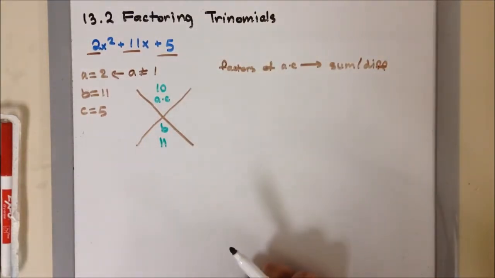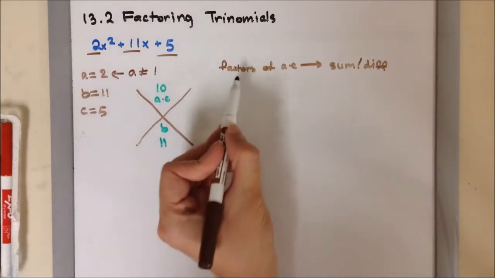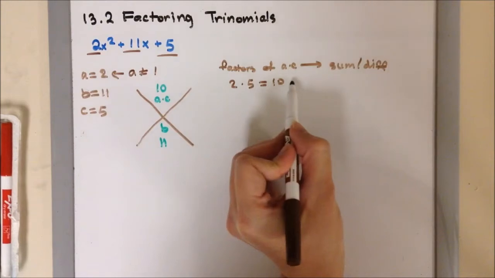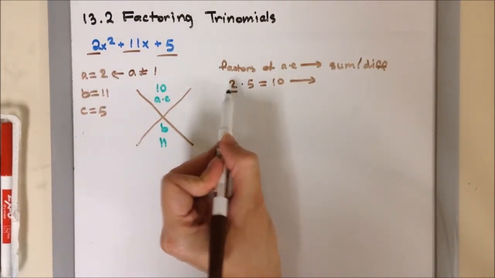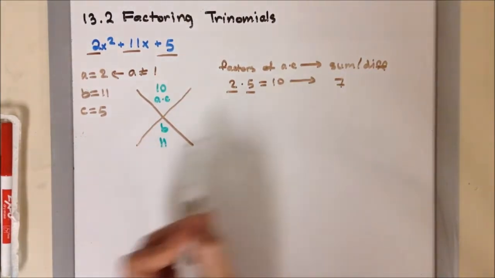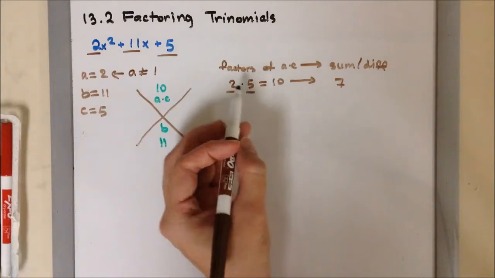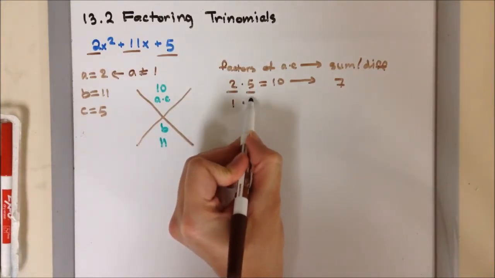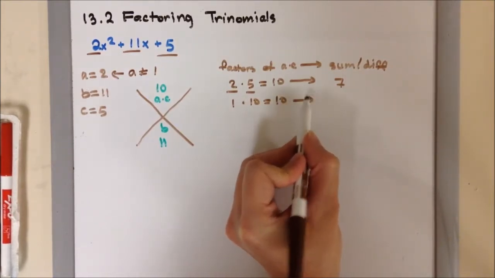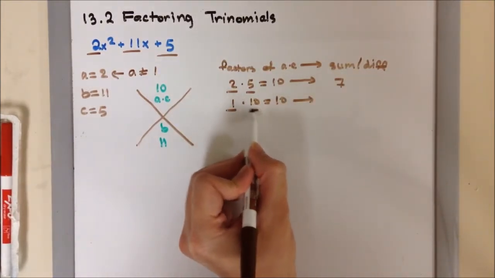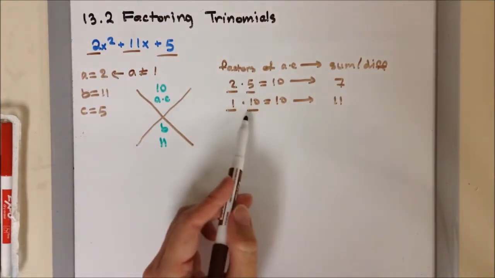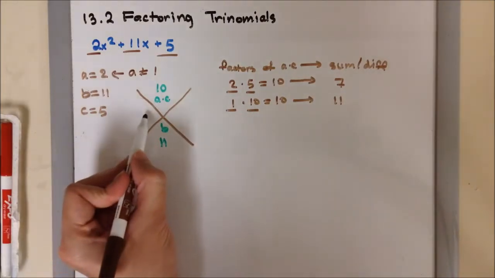Now, one might say that the factors of positive 10 would be 2 times 5, which do multiply into 10, but when you do the sum and difference between a positive 2 and a positive 5, the sum and difference is a positive 7. It doesn't match with our 11. So what you do is 1 times 10. When you multiply those two, it will be 10. And when you do the sum and difference between a positive 1 and a positive 10, you get a positive 11. So we do find our correct pair of factors. So we're just going to put it over here.